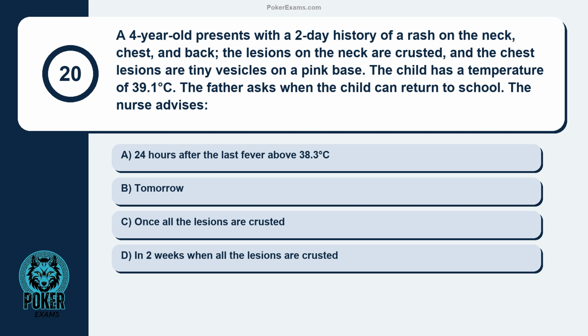Tomorrow, once all the lesions are crusted. In 2 weeks when all the lesions are crusted.